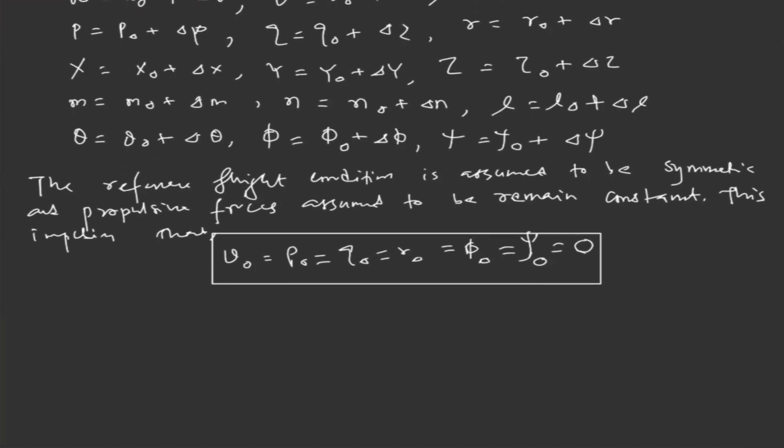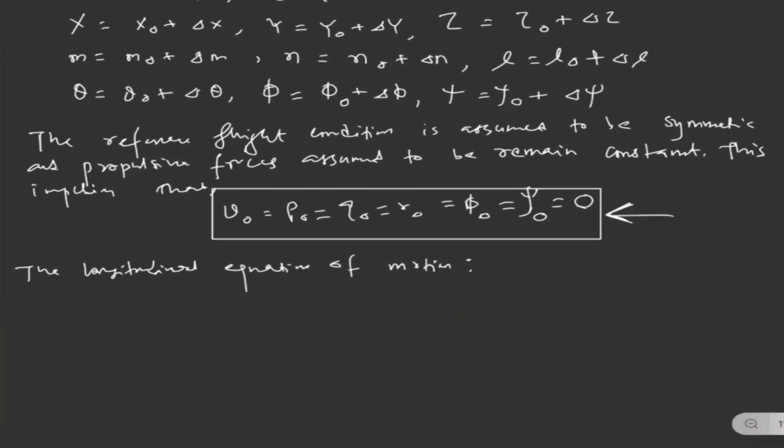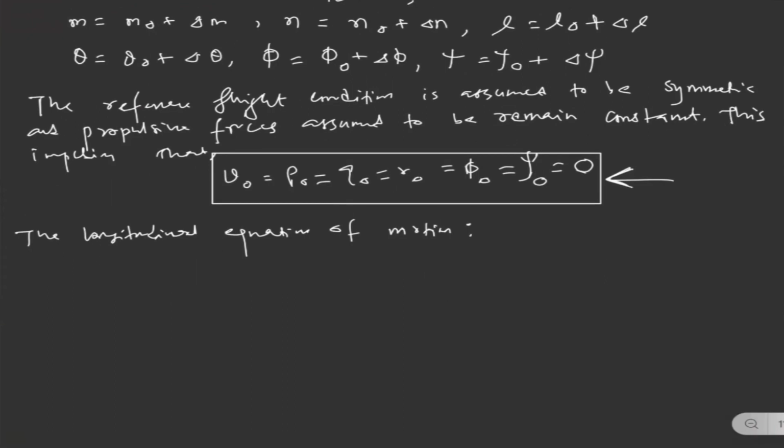Now we'll assume the longitudinal equation of motion, and for these reference values of the state, let's look at what the trim condition should be for the longitudinal motion of the aircraft. First, let me rewrite the longitudinal equation of motion. This we already wrote in the last lecture, so let me rewrite it again.